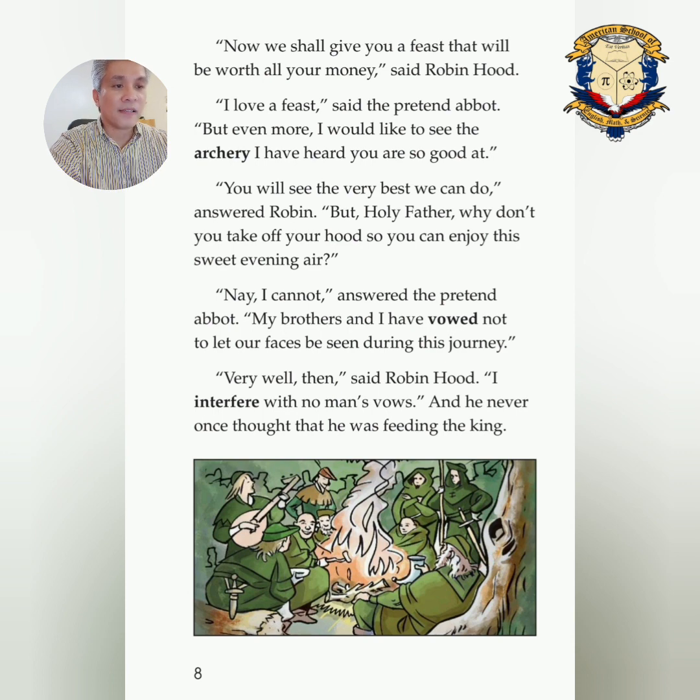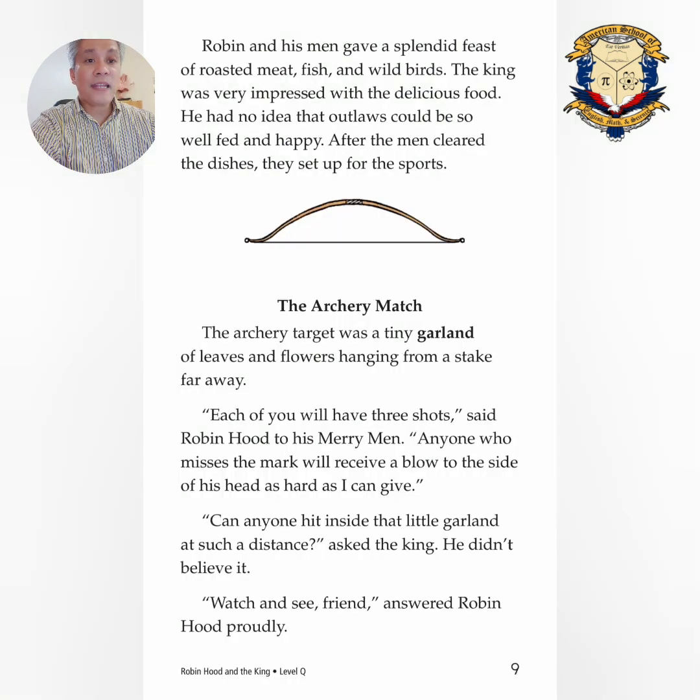"Very well then," said Robin Hood. "I interfere with no man's vows." And he never once thought he was feeding the king. Robin and his men gave a splendid feast of roasted meat, fish, and wild birds. The king was very impressed with the delicious food. He had no idea that outlaws could be so well fed and happy.